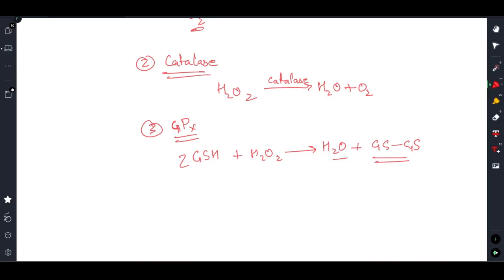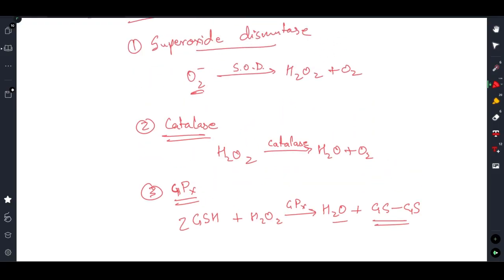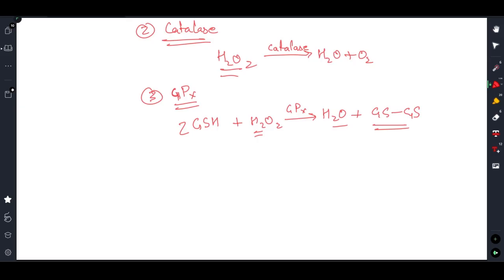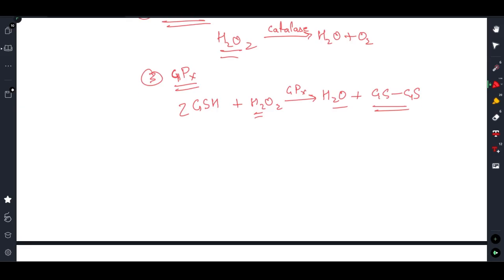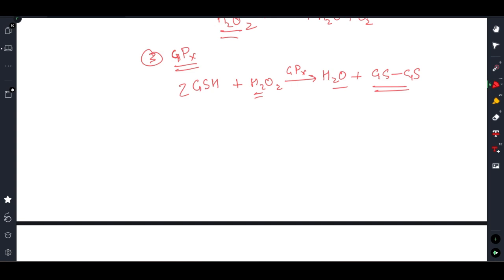Glutathione peroxidase basically catalyzes this reaction, right? So these are the three enzymes we have, wherein superoxide dismutase keeps the levels of superoxide under check, and catalase and glutathione peroxidase keep the levels of H2O2 under check. In this way they prevent the formation of hydroxyl radical, hence preventing the free radical injury. So these were the enzymes that are responsible for free radical elimination.